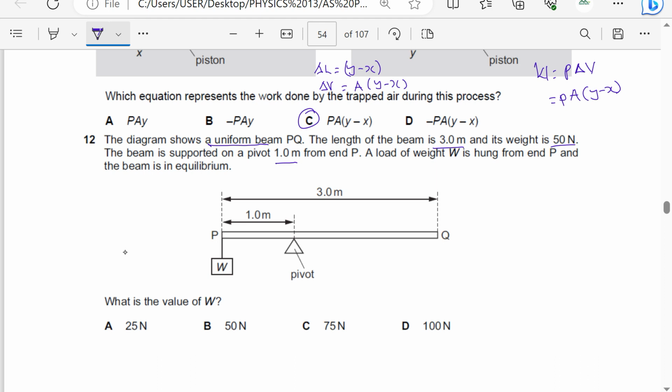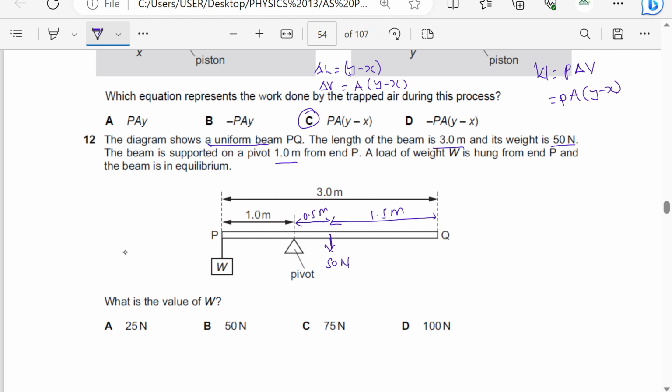So the weight of the beam is at the midpoint. I'll put 50 newtons at the midpoint. So from here to the other end is going to be 1.5 meters because it is the midpoint. So that means this distance here should be 0.5 meters. So what is the value of W?